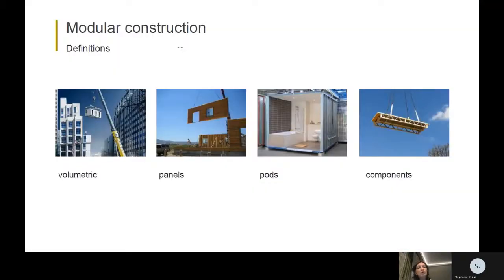So to start with the definitions, we found that it's not so simple and obvious, and there are different types of modular construction which are widely used. So the main types are volumetric, as you can see here on the screen. These are three-dimensional modules. The second one is panels, two-dimensional modules. Components is the mixture of the two above, and pods are often used with the volumetric construction.